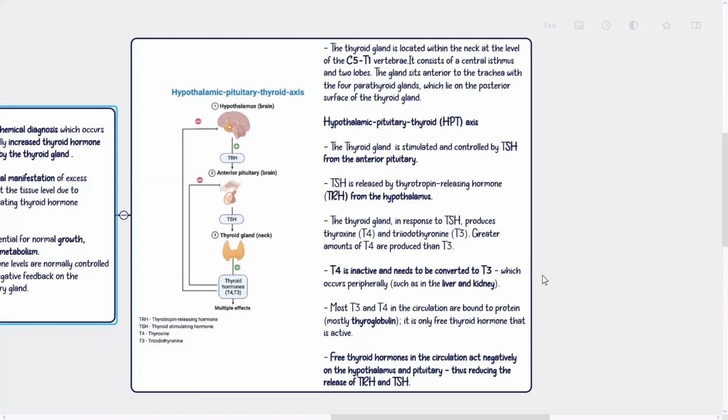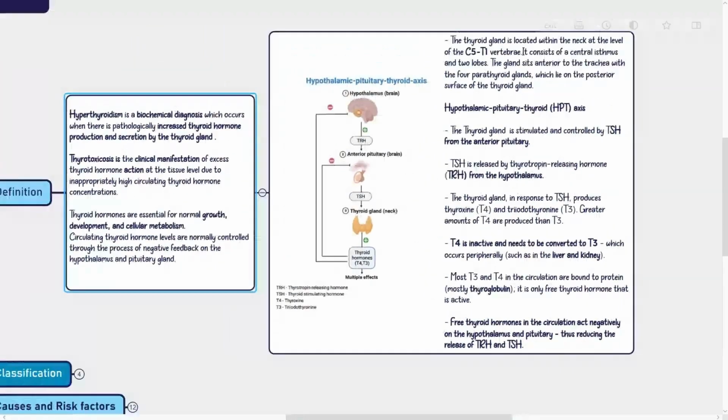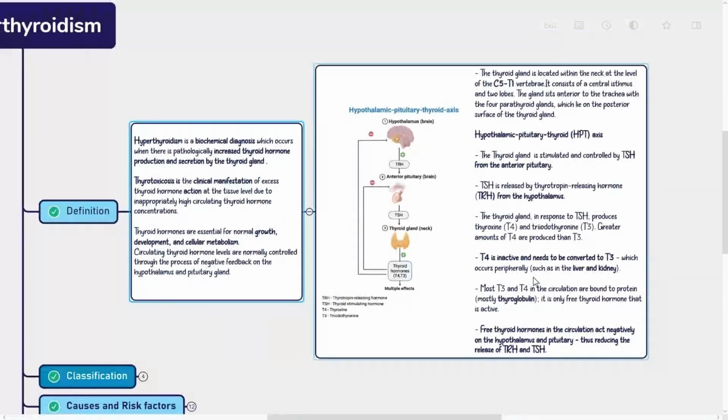Most T3 and T4 in the circulation are bound to protein, mostly thyroglobulin. It is only free thyroid hormone that is active. Free thyroid hormones in the circulation act negatively on the hypothalamus and pituitary, thus reducing the release of TRH and TSH.